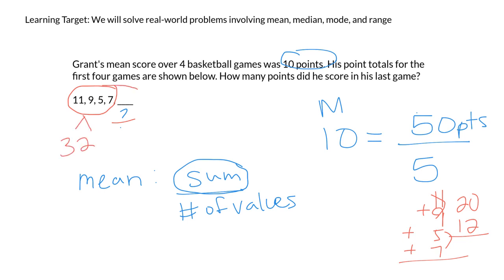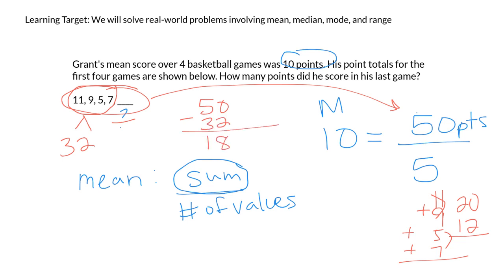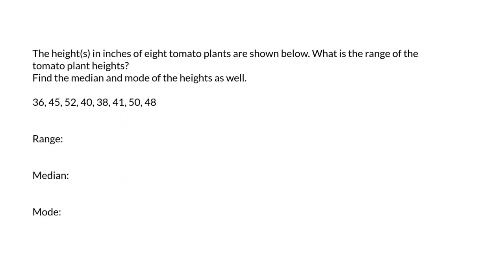Now we need all 5 of these games to equal 50 points to have that mean of 10 points. So to figure out our missing value, we're going to subtract 50 minus 32. That is 18 points. That is how many points Grant will need to score in that 5th game to have a mean of 10 points over 5 games.